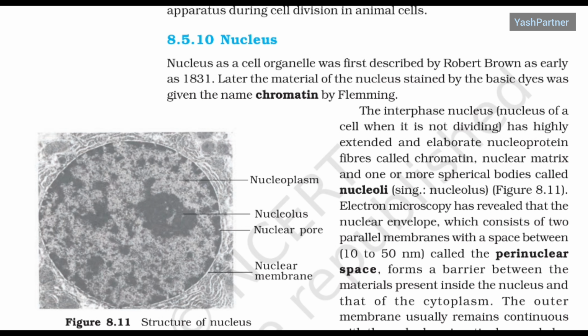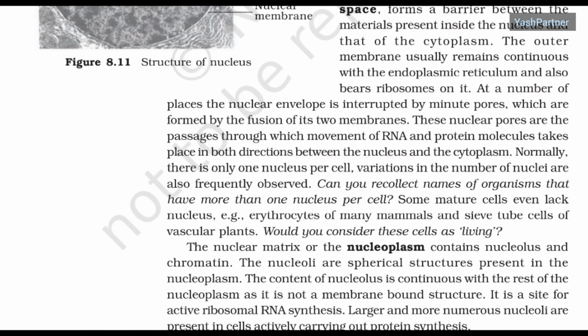Electron microscopy has revealed that the nuclear envelope, which consists of two parallel membranes with a space between 10 to 50 nanometer called the perinuclear space, forms a barrier between the materials present inside the nucleus and that of the cytoplasm. The outer membrane usually remains continuous with the endoplasmic reticulum and also bears ribosomes on it. At a number of places, the nuclear envelope is interrupted by minute pores, which are formed by the fusion of its two membranes. These nuclear pores are the passages through which movement of RNA and protein molecules take place in both directions between the nucleus and the cytoplasm.